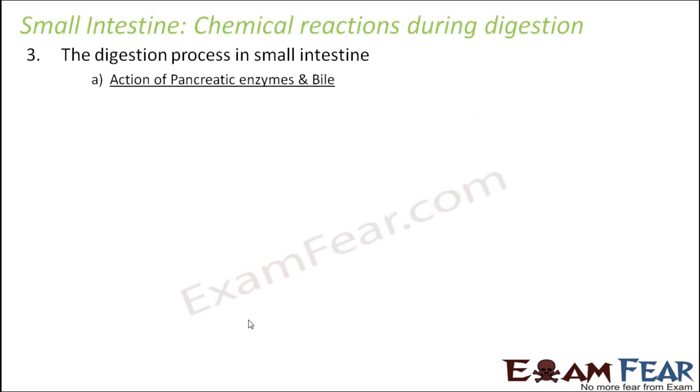So now let us look at the digestion process which takes place under the action of the pancreatic enzymes and the bile. First we will talk about proteins. Whatever we talk about here is already partially digested. Proteins are already partially digested, so we do not have them in the form of proteins. We have them in the form of proteoses or peptones. So this is what we have now.